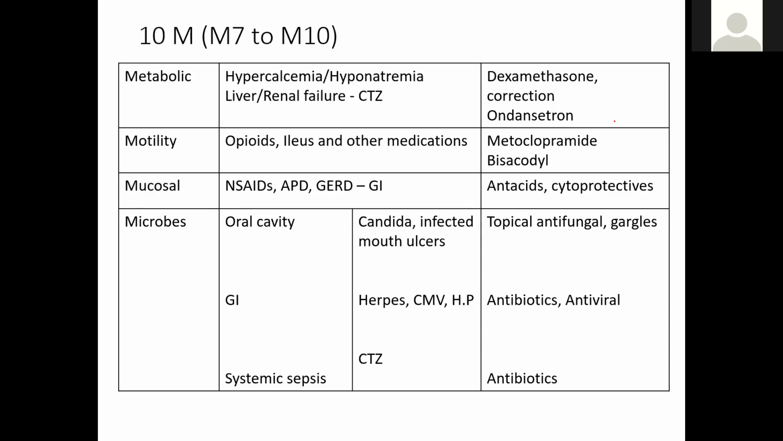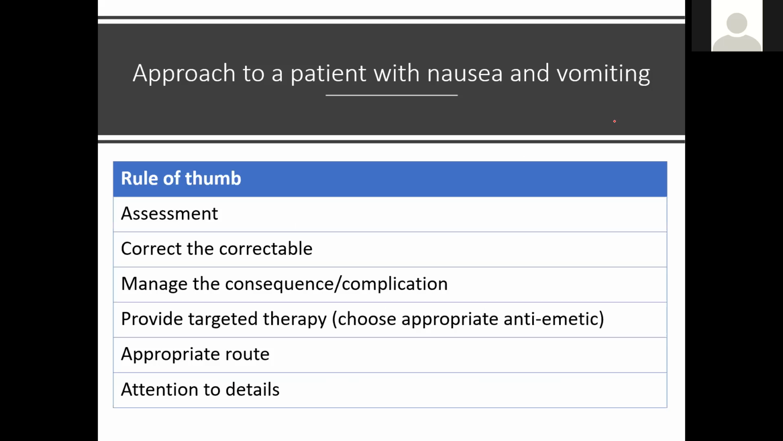Microbes in the oral cavity like candidiasis, microbes in the GI tract like herpes infection, or any other viral or bacterial issues, we have to give antiviral or antibiotics. Now there can be systemic causes. If it is systemic sepsis, we know that anything in the blood reaches the CTZ. Then you need to give appropriate antiemetics as well as antibiotics to control the infection.